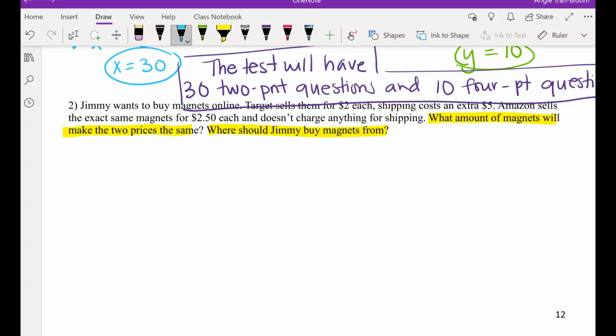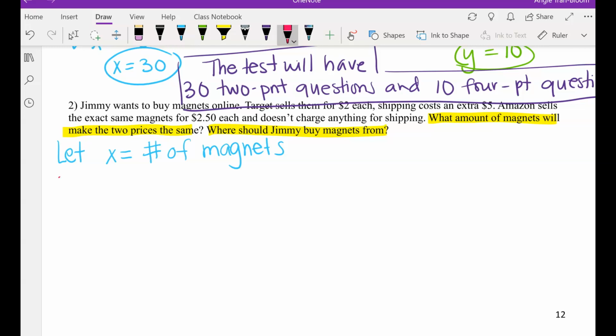What variable would you like to start with? X, and what do you want x to be? Let x equal the number of what? Magnets. Even though we have 2 stores, there's only 1 item. Would you guys agree?